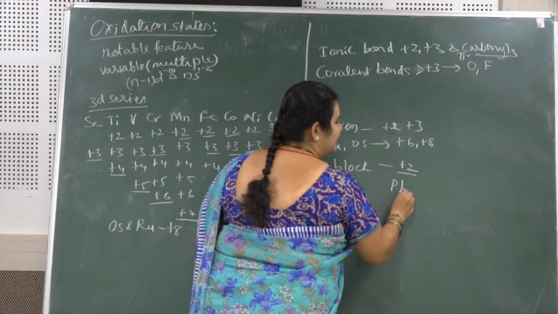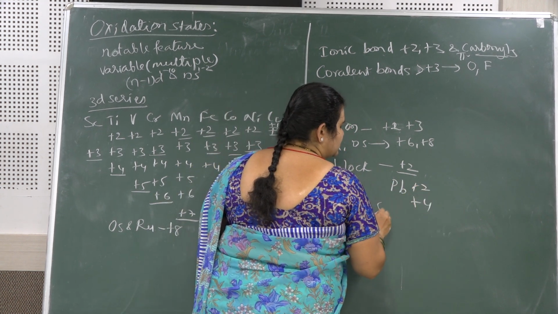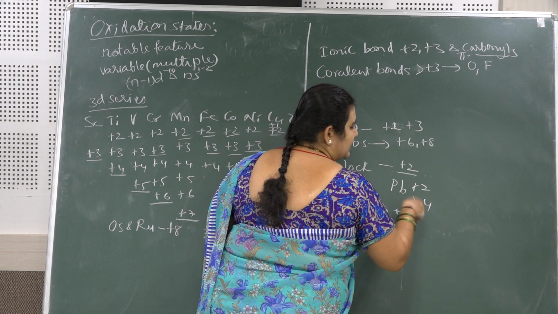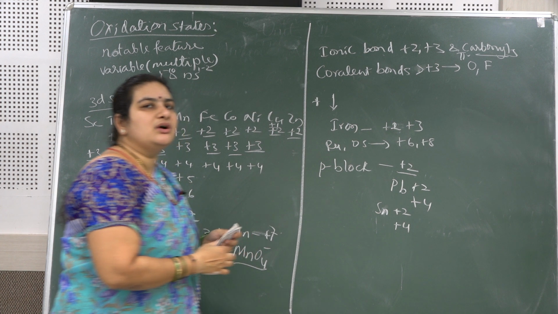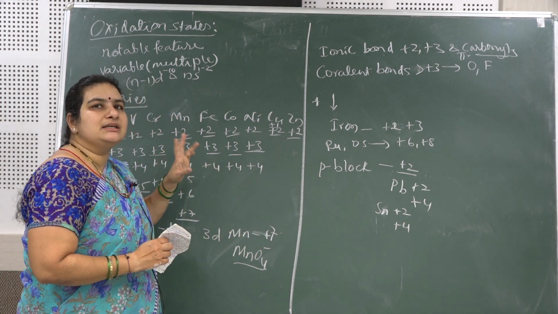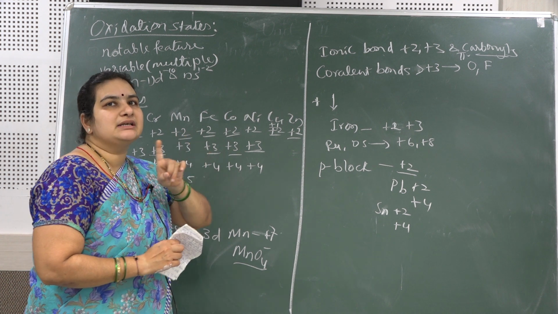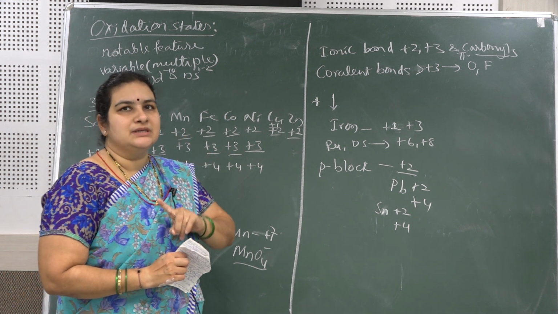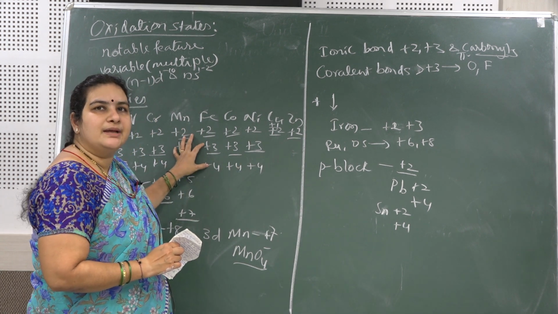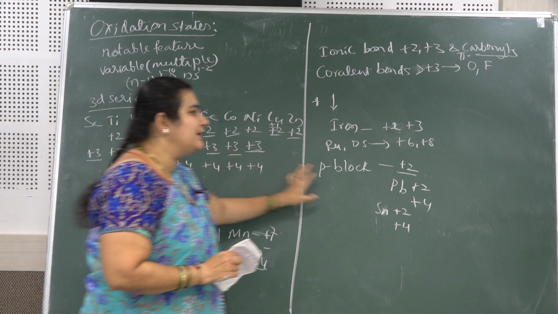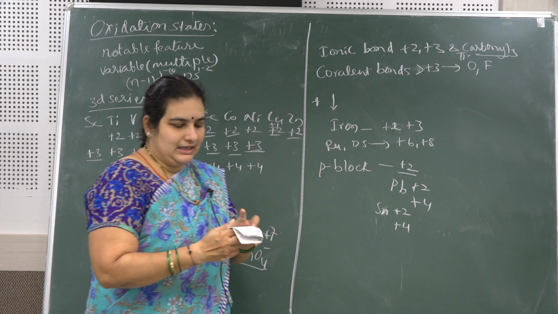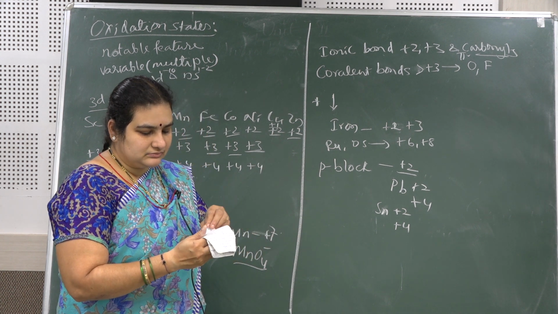Say for example, Pb +2, +4, antimony +3, +5, like this. So in the d block elements, with the increase of atomic number, we are adding only 1 electron at a time, so the variation in the oxidation state will be by unity. But in the p block, a 2 unit difference is observed in the elements.